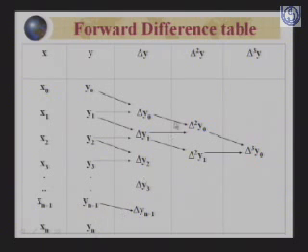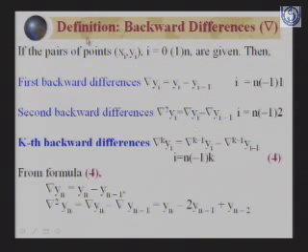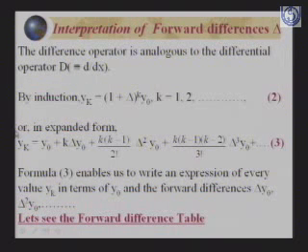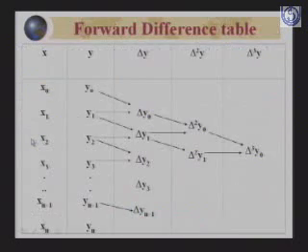y1 minus y0 is Δy0, y2 minus y1 is Δy1, and so on, yn minus yn−1 will be Δyn−1. Again repeating the same process, Δy1 minus Δy0 will be Δ²y0. Δy2 minus Δy1 will be Δ²y1. And this may be repeated again. So by using these findings of Δy0, Δy1, Δy2 up to Δyn, Δ² and Δ³, we can use them in this expression and get the value of yk.